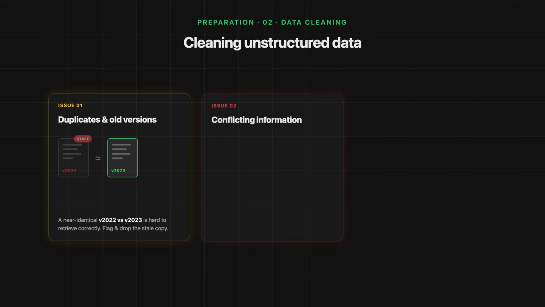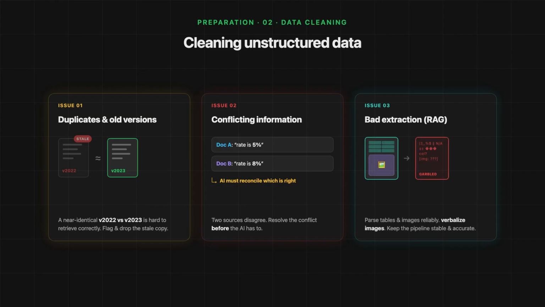There could be some conflicting information. Maybe one document says one thing versus another, and the AI has to reconcile that. I would say one additional big one here is actually a bad extraction when you're doing your RAG pipeline.